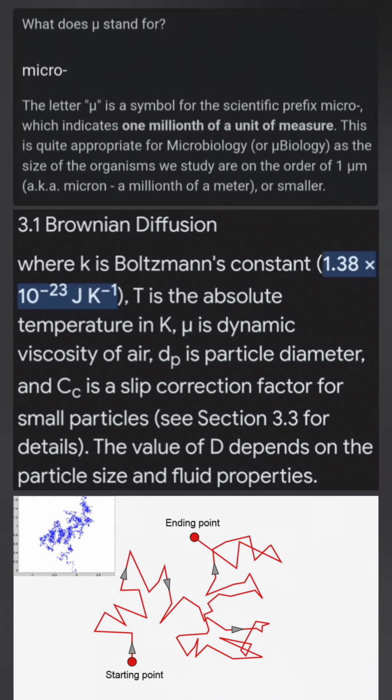To further emphasize, what does U stand for? U in mathematical symbology represents the word micro. The letter U is a symbol for the scientific prefix micro, which indicates 1/1,000,000th of a unit of measure. This is quite appropriate for microbiology, as the size of the organisms we study is on the order of one micron, a millionth of a meter, or smaller.